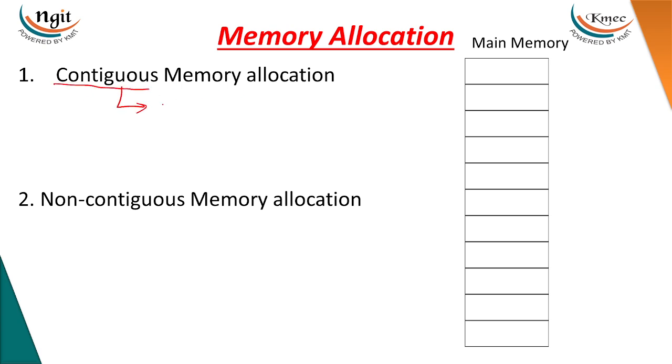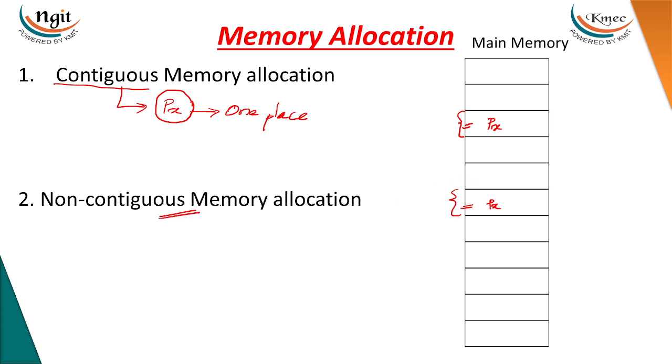That means if a process px has to be loaded into the main memory, the entire process px has to be loaded at one place. If px resides in this particular portion, all the contents of px have to be loaded here. You cannot store half of px here and half of px here. This concept is called contiguous memory allocation.